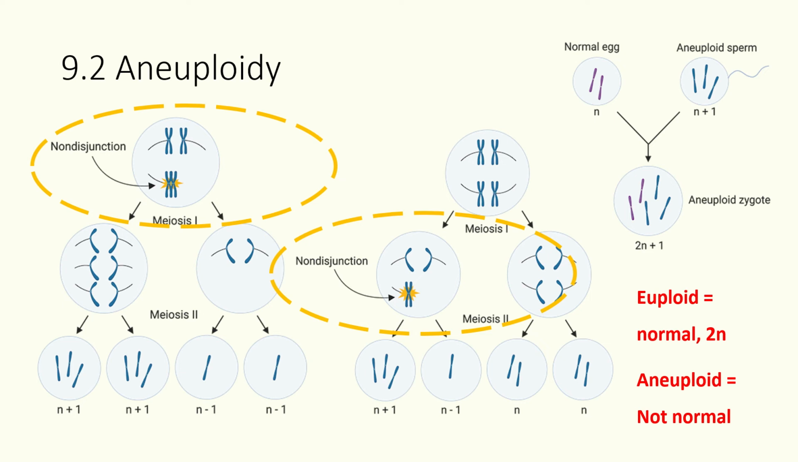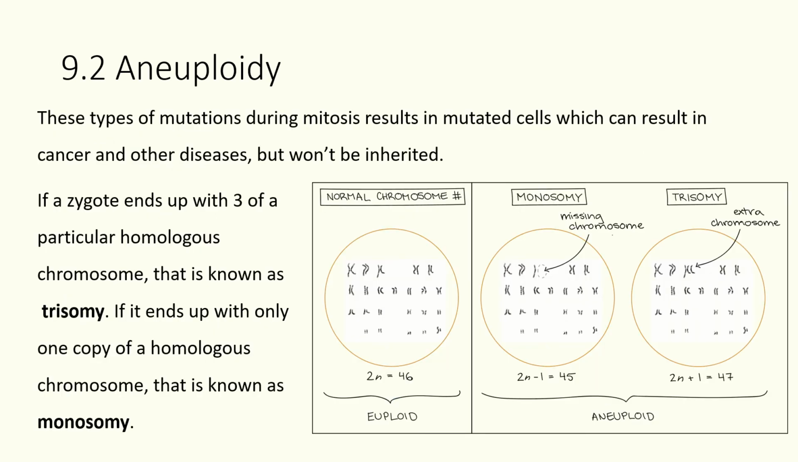So what does this mean at the end of the day? Well, we end up with N plus 1 being known as trisomy, tri meaning 3, somy meaning chromosomes. So they have 2N plus 1, so they end up with 3 chromosomes. Hence, trisomy. If we end up with 2N minus 1, that's our monosomy. So they have one less. And these are our most common forms of aneuploidy. So if a zygote has 3 of a particular chromosome, whatever that chromosome might be, could be chromosome 3, could be 18, then that is known as trisomy. But if it only ends up with 1 copy, then that's known as monosomy.